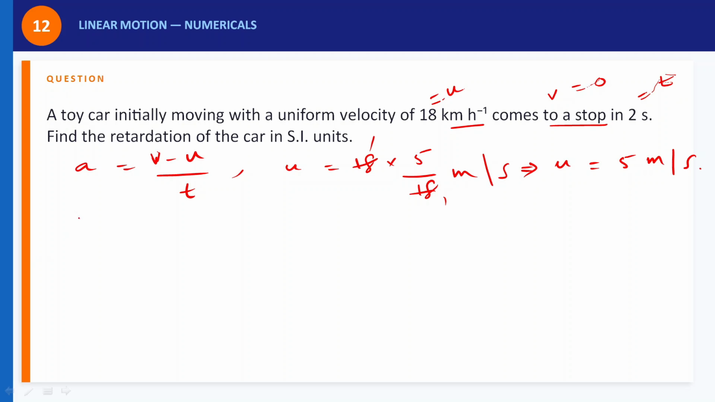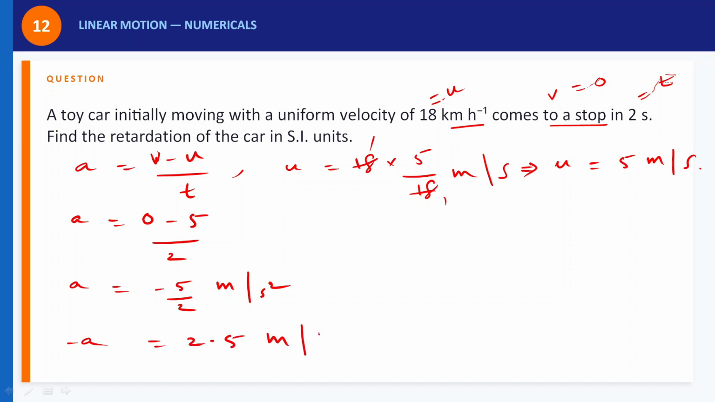Then a equals final velocity 0, initial velocity 5, time is 2. So a equals minus 5 by 2, units meter per second square. Dividing 5 by 2 gives 2.5, so a equals minus 2.5 meter per second square.